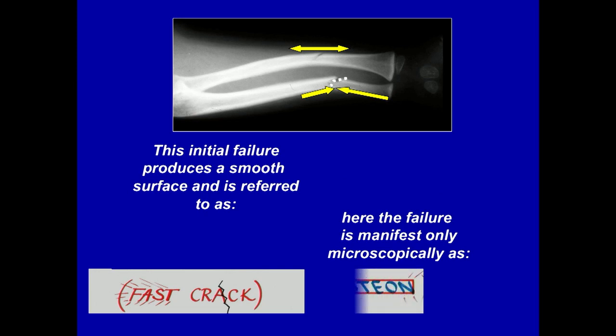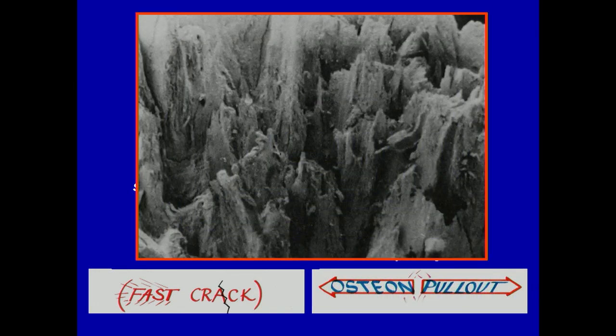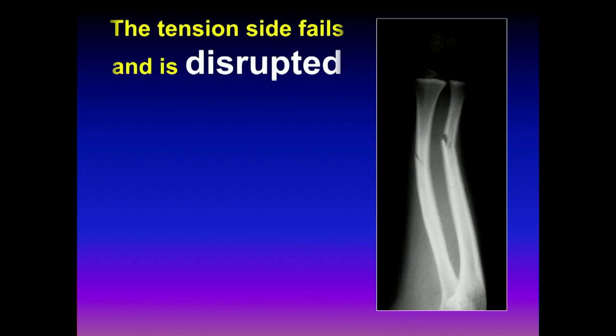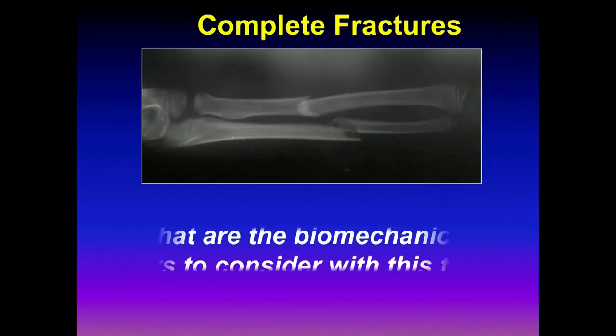Macroscopically, in a fracture, you'll see these little bone unit cells. Remember, the osteocytes are surrounded by bone tissue, and they're called osteons, and then there are cement lines that hold it together. So this again was the work by Currey and Butler. So the tension side fails and is disrupted, and the compression side remains partially intact and plastically deformed.